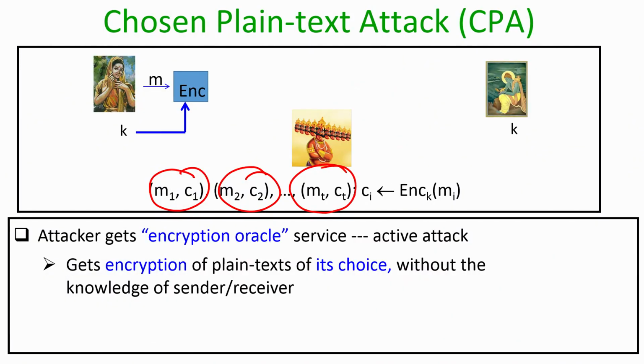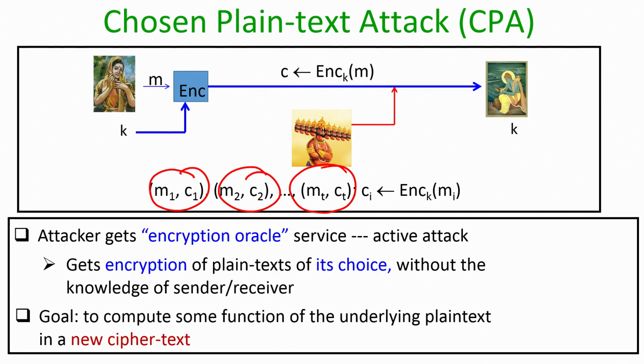So, now assume that the adversary is already available with these message ciphertext pairs. The goal of the adversary is the following: a fresh message has been encrypted by the sender under the same unknown key K and has been communicated over the open channel to the receiver, and the adversary has intercepted this ciphertext, and the goal of the attacker is to compute some function of the message which has been encrypted in this fresh ciphertext.